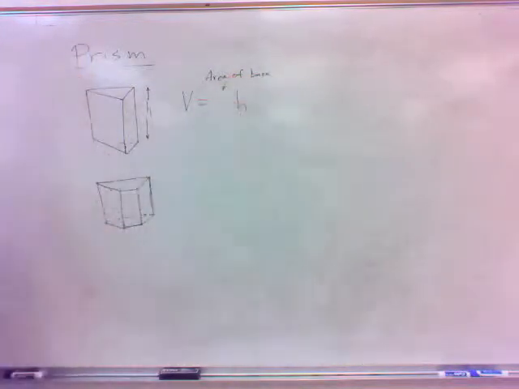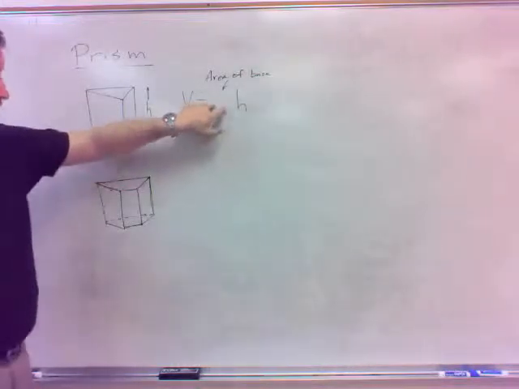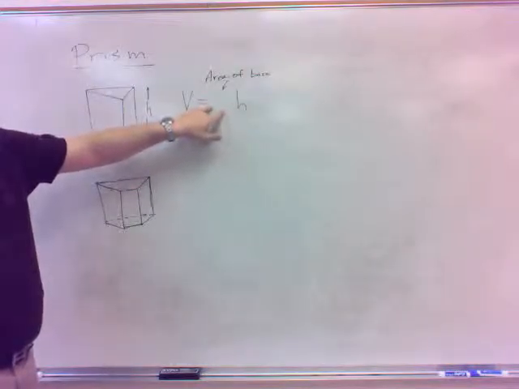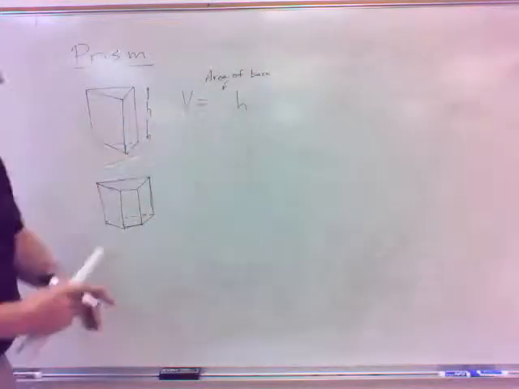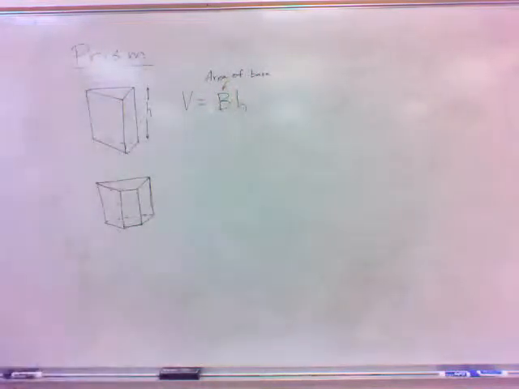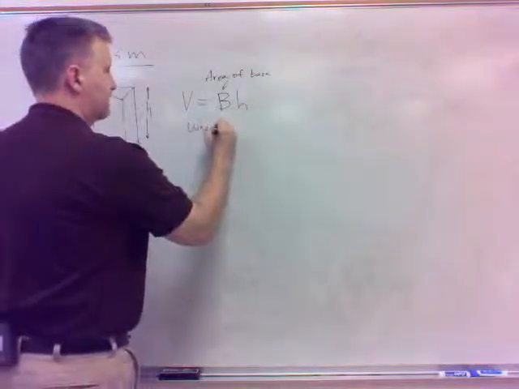Well, what goes there? Here's the thing. The area of a triangle is 1/2 base times height of the triangle. Area of a trapezoid is 1/2 big B plus little b times h. This part right here is not locked in to be the same thing each and every time. So here's what we have to do. We're going to put a big B times h for the volume of a prism. Big B times h, where big B is the area of the base.